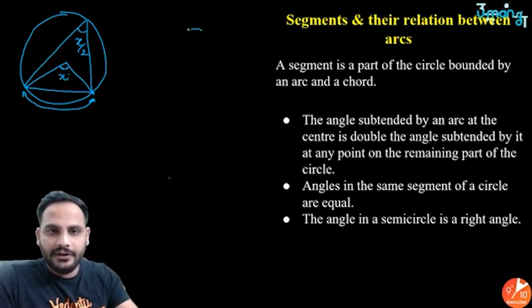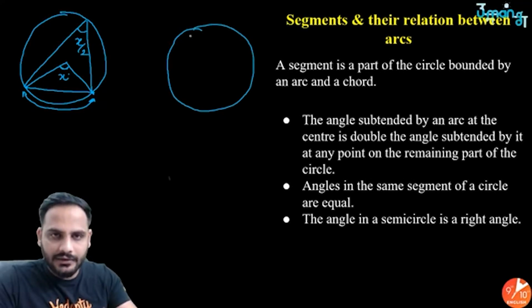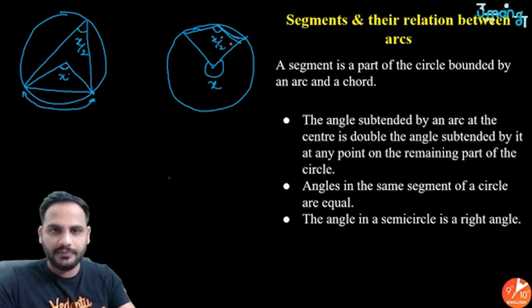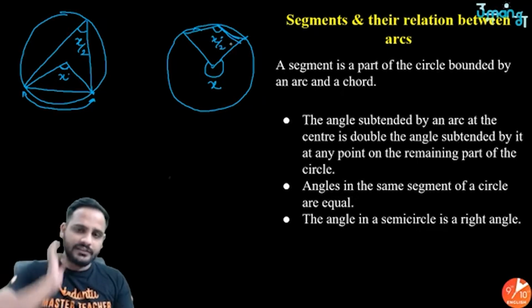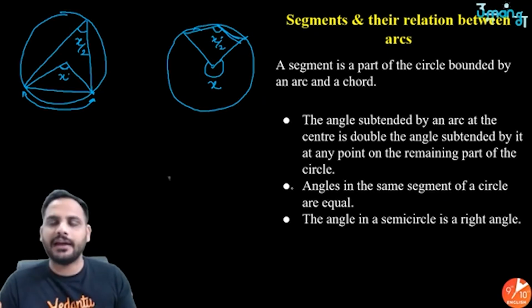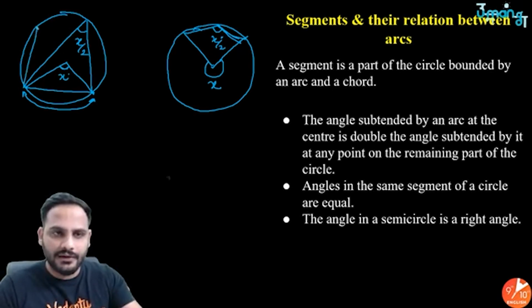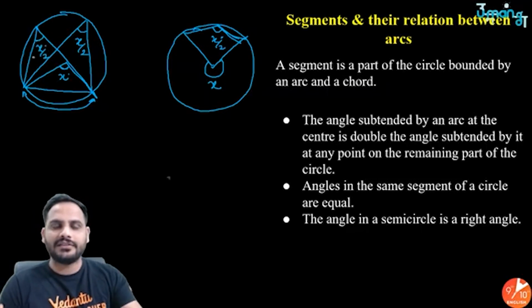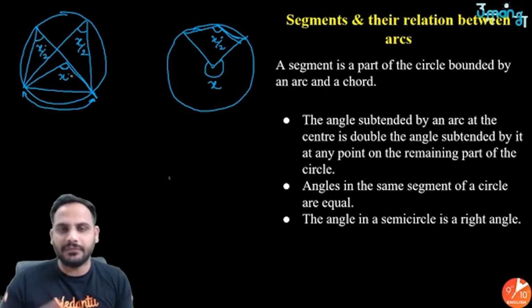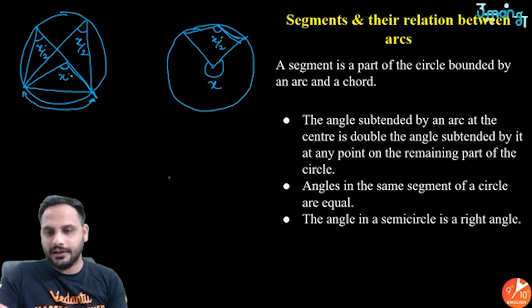Okay, if we talk about the case of a major arc, suppose this major arc is subtending an angle of x degrees, then in the remaining part, somewhere over here, it will be x by 2 degrees. The next thing: angles in the same segment of a circle are equal. If I take any point over here as well, this will be x by 2 only. So angles in the same segment are equal, because they are both half of the same thing.